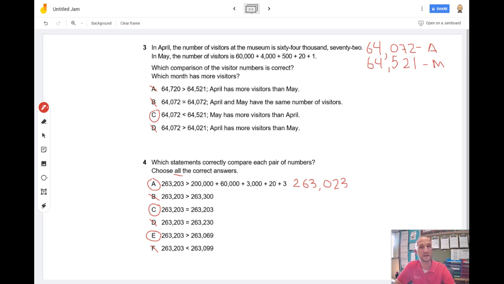Okay, so that was a review of Lesson 2, comparing whole numbers. Hopefully you see some things that are helpful to you as you work through the rest of your practice.